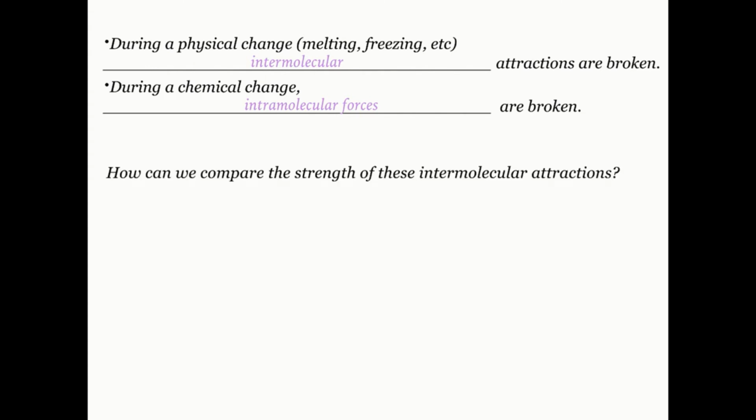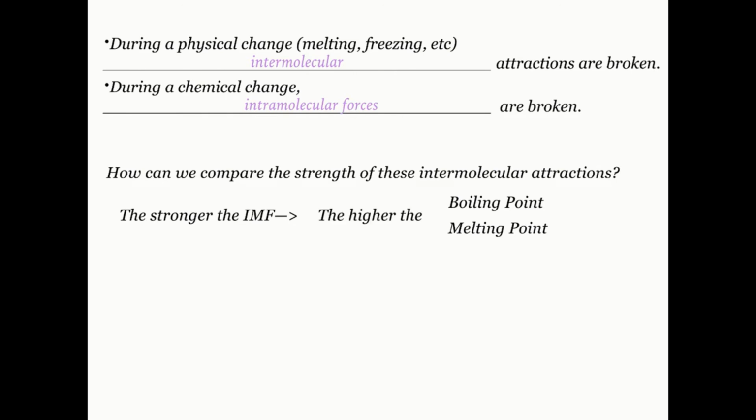Okay, fine. But how can we actually compare the strength of intermolecular forces in the lab? How is that possible? Well, what we can actually measure in the lab are the boiling point and the melting points of specific substances. By determining at what temperature something melts or boils, you can determine the strength of intermolecular attractions. And the reason why is because the stronger the intermolecular force, the higher the boiling point or the melting point will be.